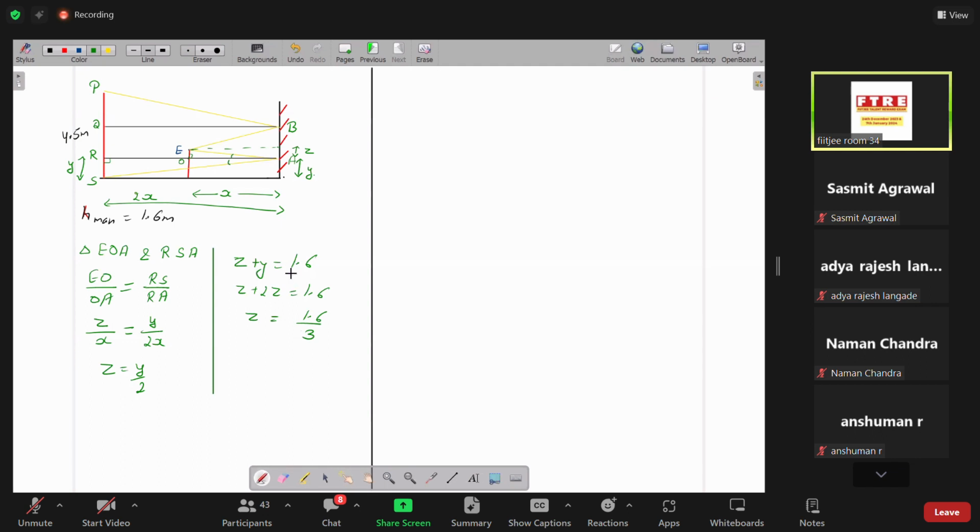Now similarly we can solve for the upper part also. It will be a little complicated. I will have to find the value of Y also for this. Anyway, so let's see. And then for the upper part we can solve like this. Up to here it is Y, and this whole is 4.5.